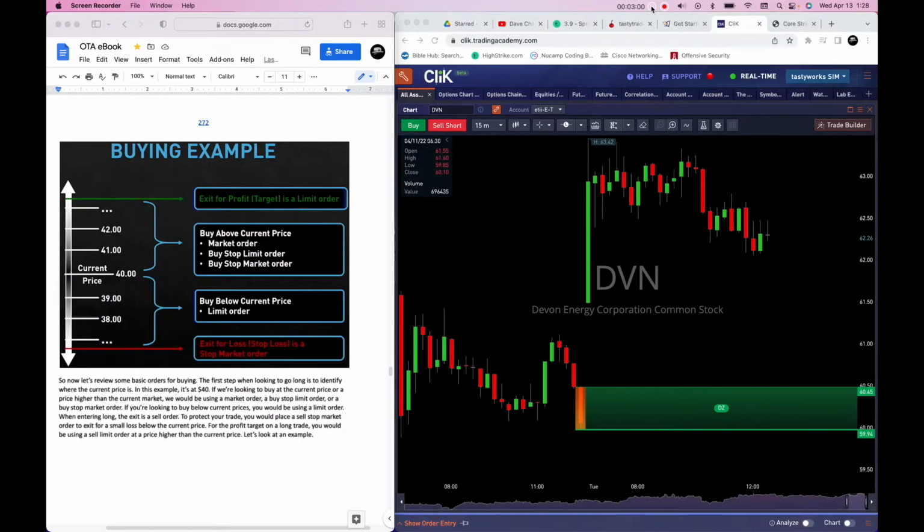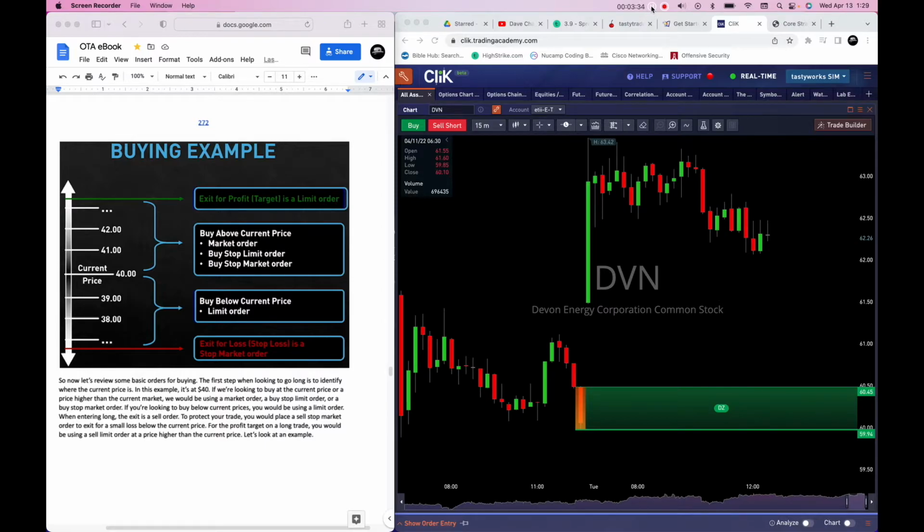So now let's review some basic orders for buying. The first step when looking to go long is to identify where the current price is. In this example, it's at $40. If we're looking to buy at the current price or a price higher than the current market, we would be using a market order, a buy stop limit order, or a buy stop market order. If you're looking to buy below current prices, you would be using a limit order.